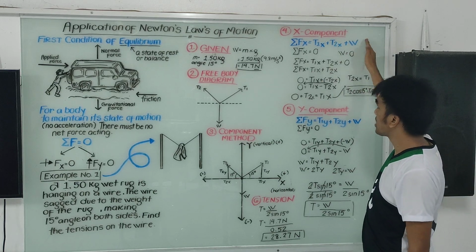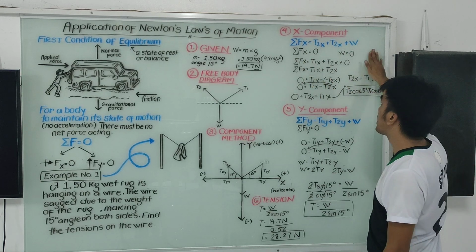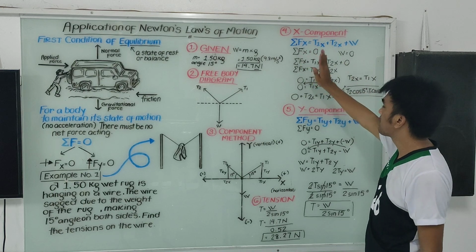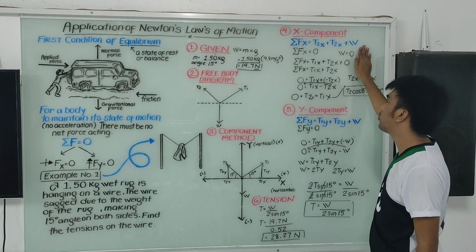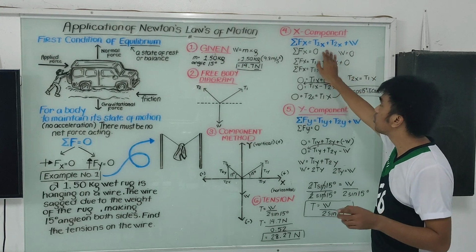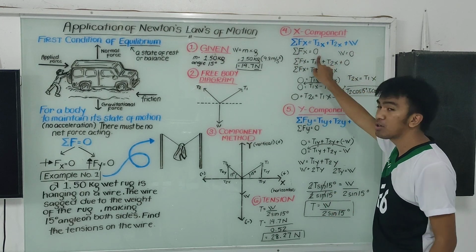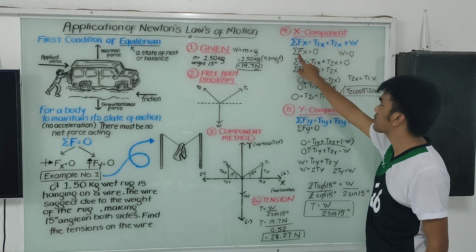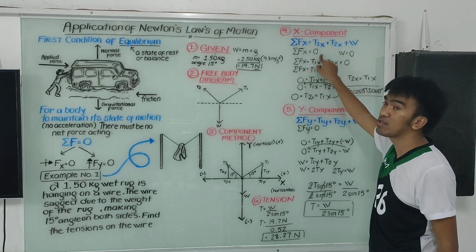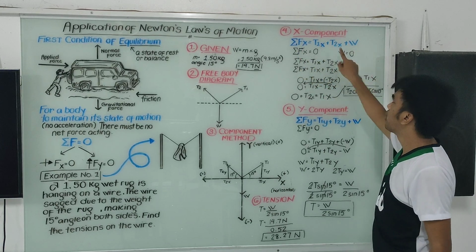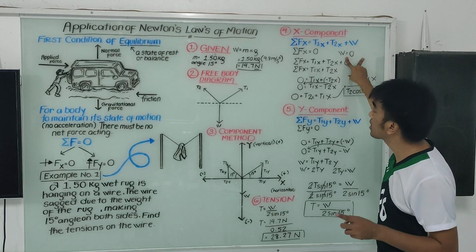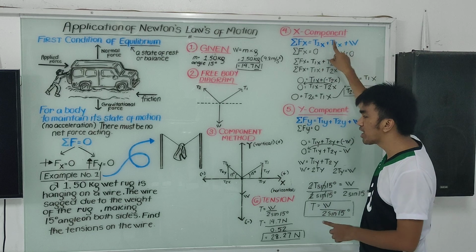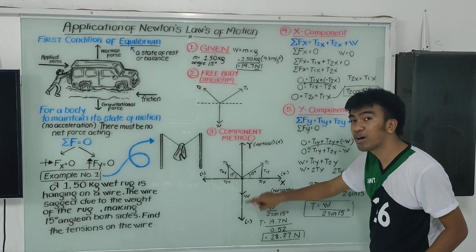So in x component, this is the formula. Summation Fx is equal to T1x plus T2x plus W. Always remember that all forces here are equivalent to 0, so that's why summation Fx is equal to 0. W here is 0. Why? Because W is not part of the x component. It's part of the y component.